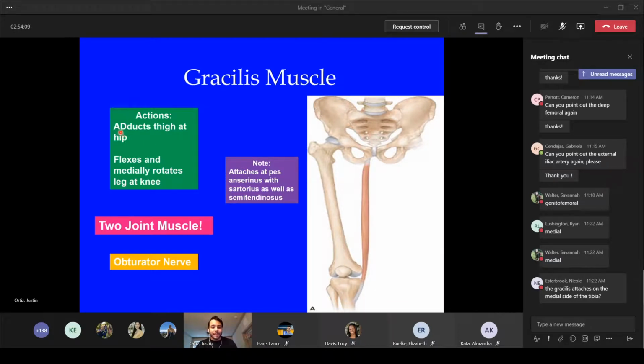So it's going to help with adduction of the thigh at the hip, right? And it's also going to flex and medially rotate the leg at the knee, right? The reason why it medially rotates is because it attaches on the medial side. It allows you to medially rotate your leg, so turn your leg inwards. 2-joint muscle, high yield, super important, 2-joint muscle, and it's going to get obturator nerve.